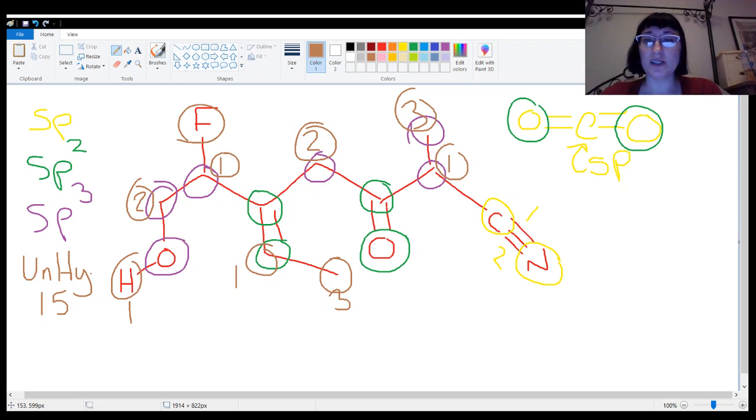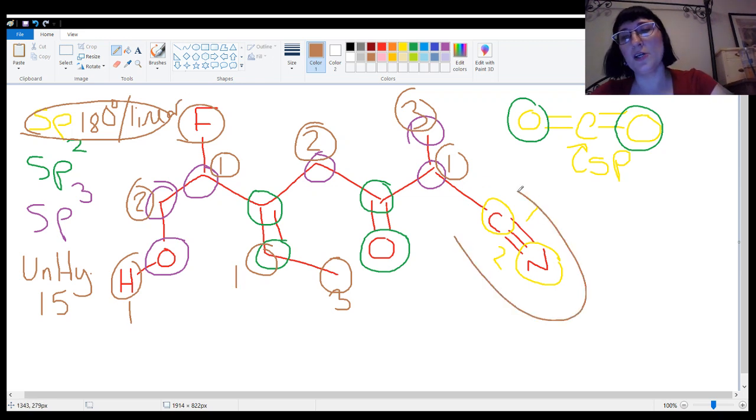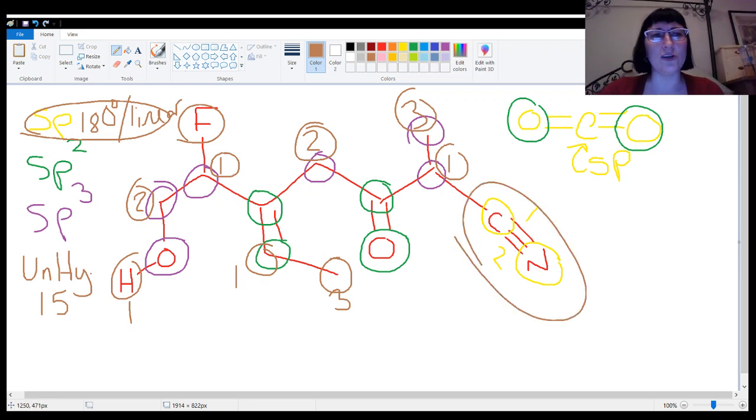Now, let's go through and look at this and think about things like geometry and bond angles. So I want you to remember that these sp hybridized atoms are all going to be approximately 180 degrees with linear geometry. And you can see I drew that there with 180 degree angles with linear geometry. Okay.